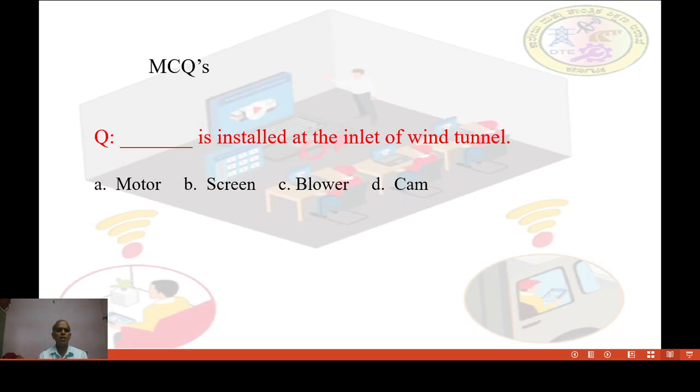Question number 4, it is, sorry. Dash is installed at the inlet of the wind tunnel. The choices are motor, screen, blower, cam. The correct answer for this question is blower.